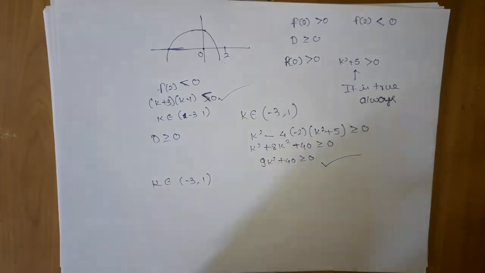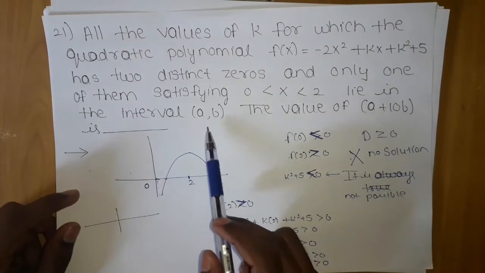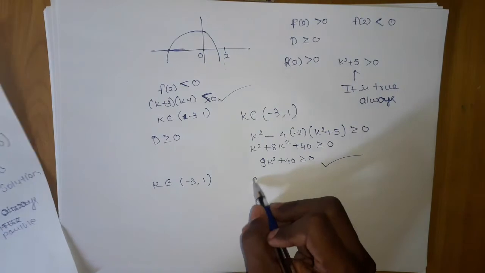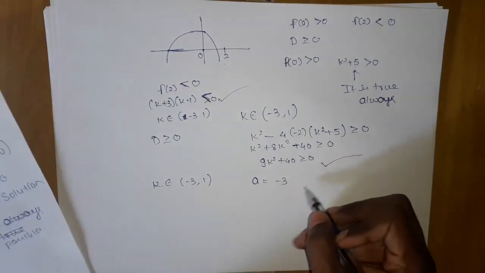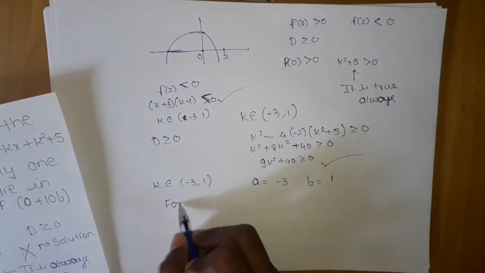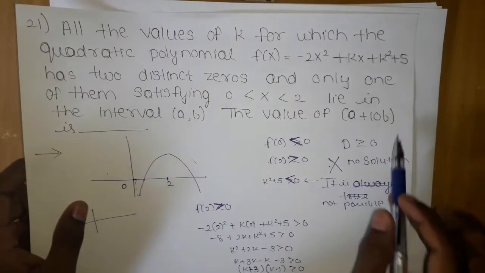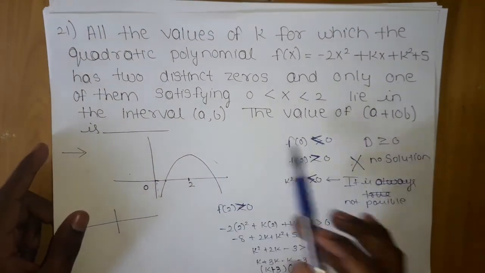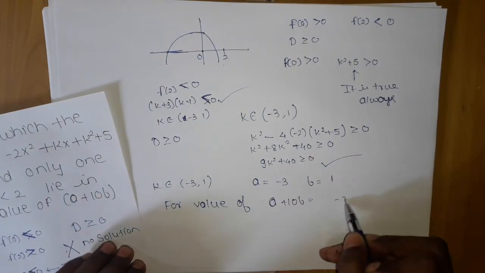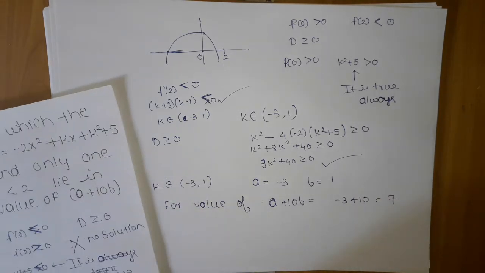But in the problem, if we see clearly, they have given that this lies in the interval a comma b. So how can we get the value? By comparing, a is equal to minus 3 and b is equal to 1. We wanted to find this value, that was our main purpose. For that we needed the a and b values. So to find this value, a plus 10b, we will use minus 3 plus 10, which will give us in the end 7. Okay, so this was the solution.